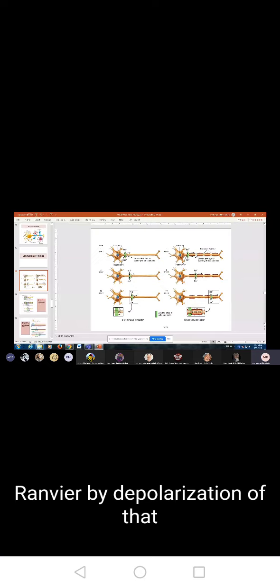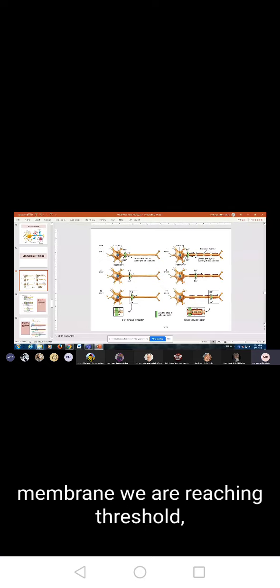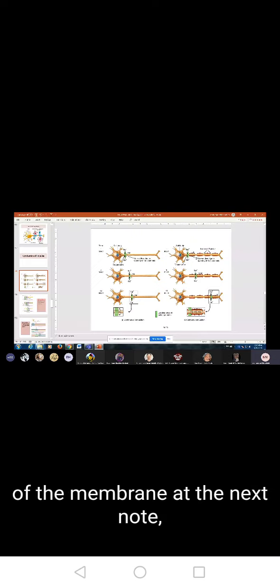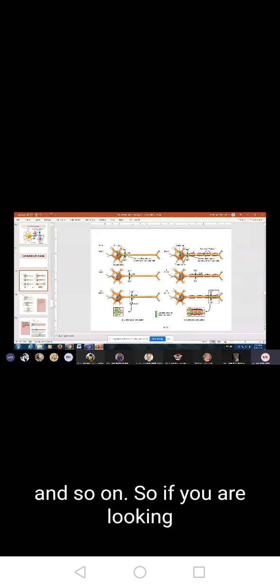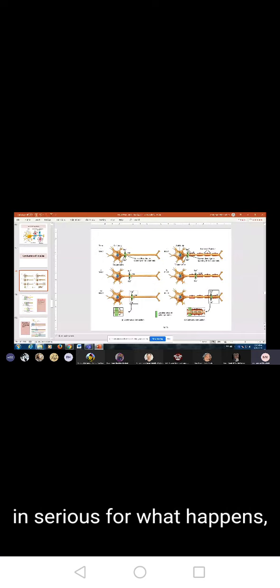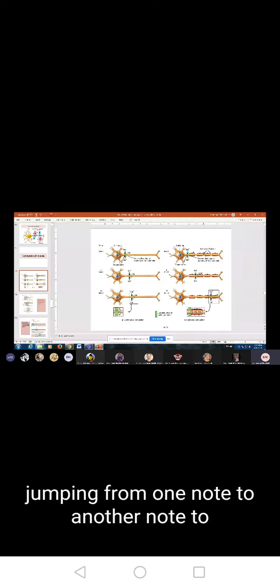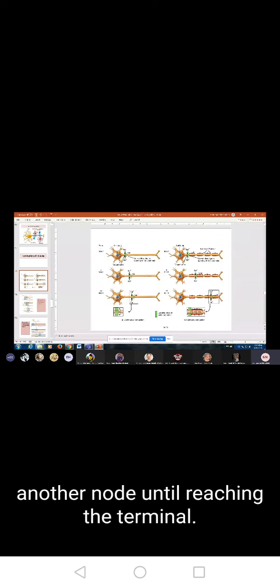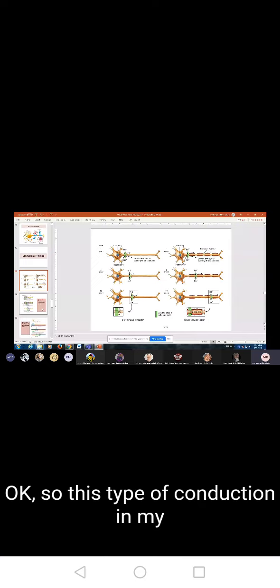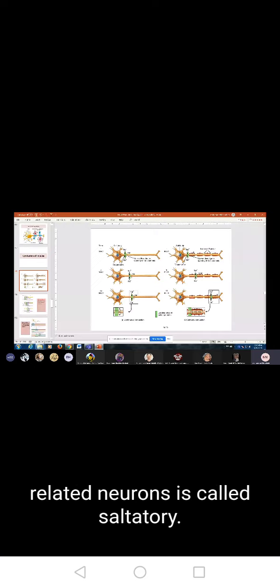By depolarization of that membrane, we reach the threshold, generating an action potential here, which also causes depolarization of the membrane at the next node, and so on. If you are looking in series, it's like the action potential is jumping from one node to another node to another node until reaching the terminal, jumping or saltating. This type of conduction in myelinated neurons is called saltatory conduction.